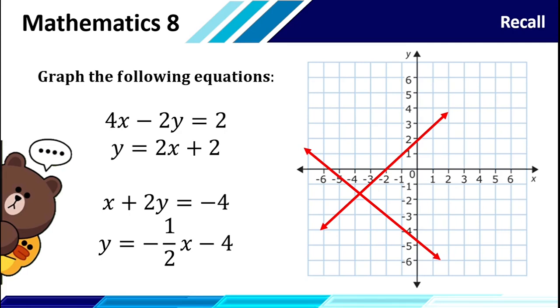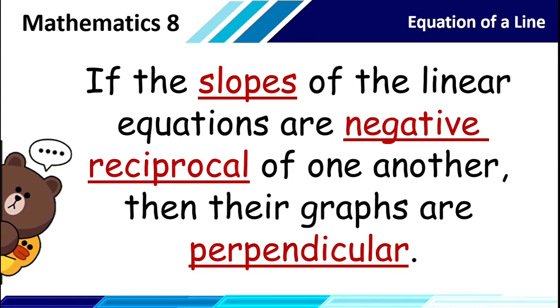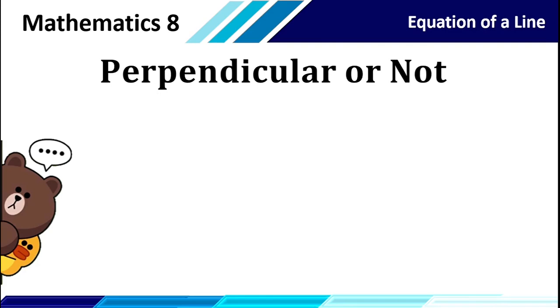As you can see here, the slopes that we obtained are 2 and negative 1/2. If we analyze it closely, you will observe that we can form a perpendicular line if the slope of one line is the negative reciprocal of the slope of the other line. Therefore, we can conclude that if the slopes of linear equations are negative reciprocals of one another, then their graphs are perpendicular. Let's determine whether the following lines are perpendicular or not.